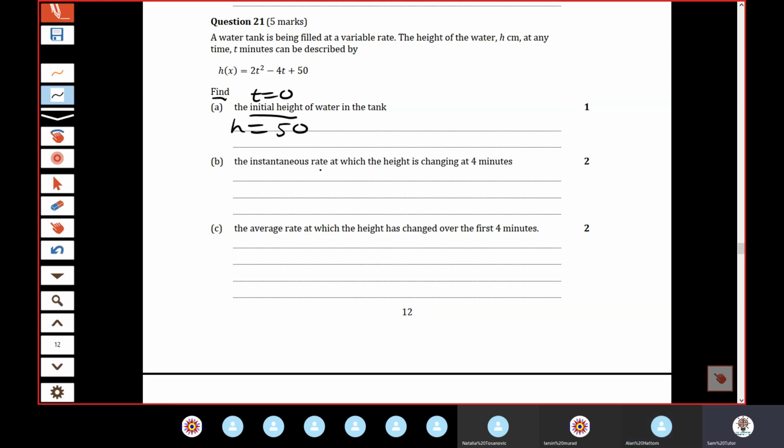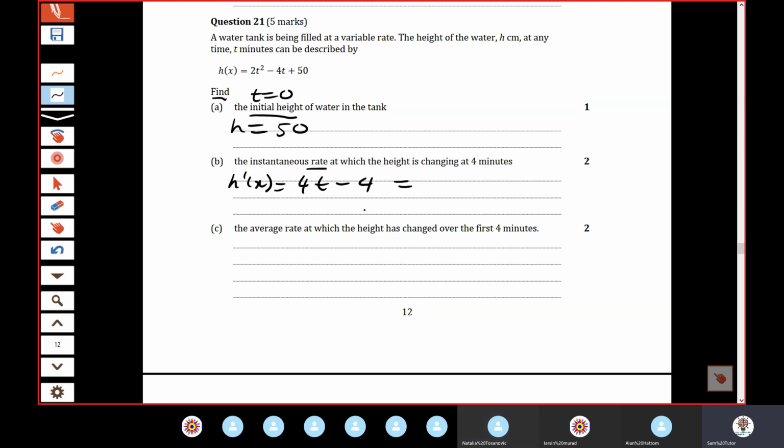The instantaneous rate at which the height is changing at 4 minutes. What's the key word there? Rate. So what do you know you've got to do? Derive it. So you've got to differentiate. So h dash x equals 4t minus 4. Right? 4t minus 4, which equals to?